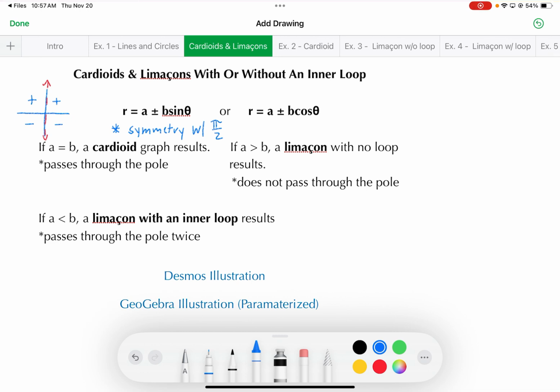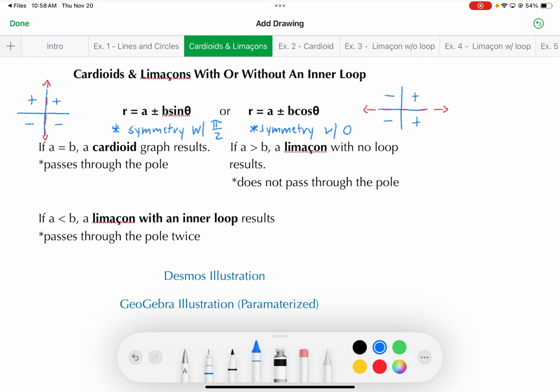Okay, now what about cosine? Cosine is positive in 1, negative in 2, negative in 3, positive in 4. Where's the symmetry? With the x-axis. Or in the polar form, we're going to say with theta equals 0. Okay, so that's the first takeaway.